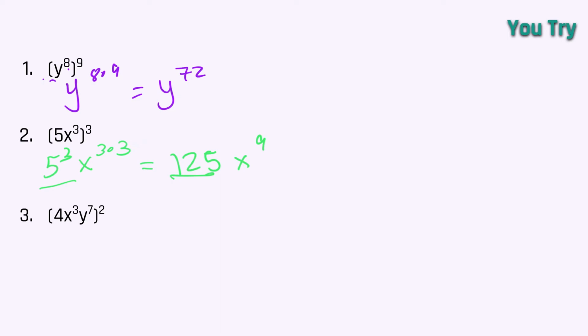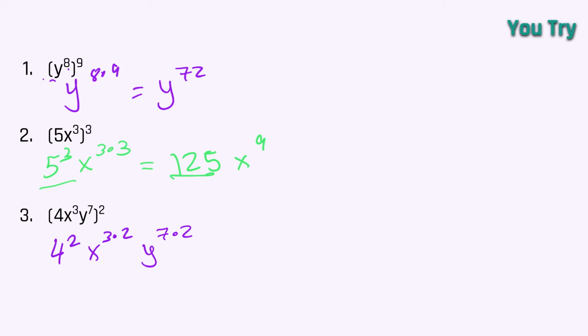The next question is 4x cubed y to the 7th all squared. So even though there's multiple variables in here, you don't do anything different. You can only combine exponents, or multiply or add exponents, if your base is the same. So your base is the number or the letter, so x and y. So you can't combine x to the 3rd and y to the 7th to get xy to the 10th. You only do x's and then y's. You keep them separate.